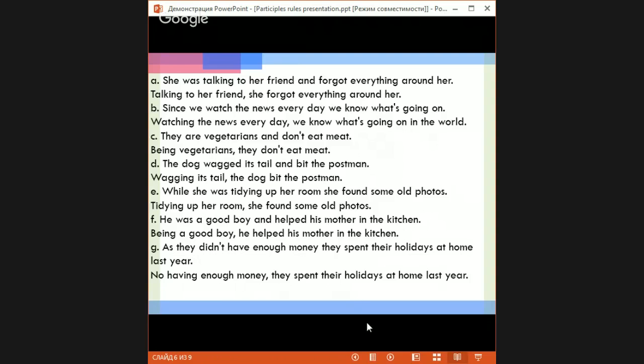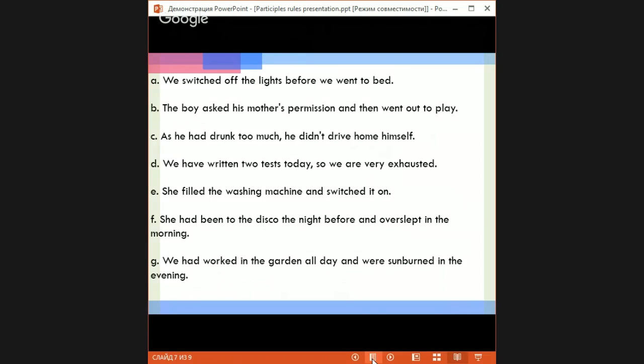Let's look at the next slide. In this slide, you need to use a past participle clause. Again, just for practicing, for your understanding of how to do that.